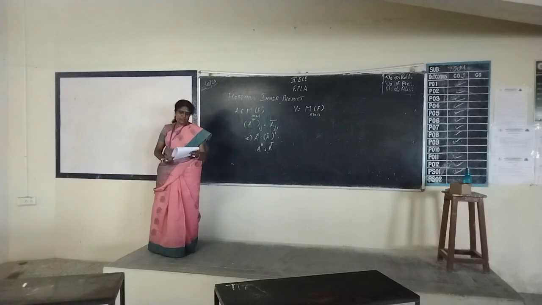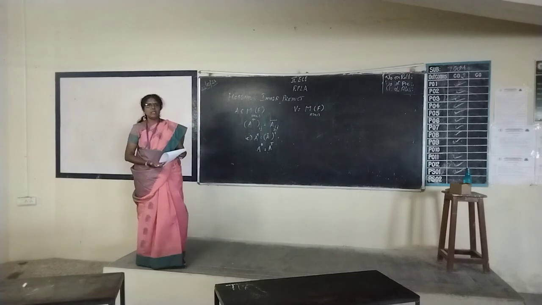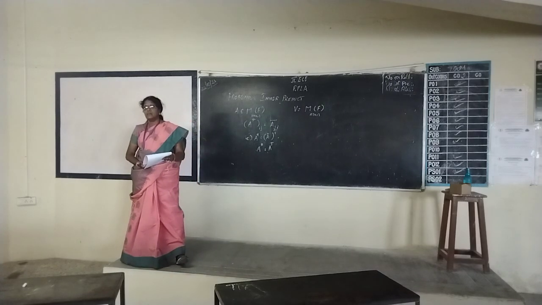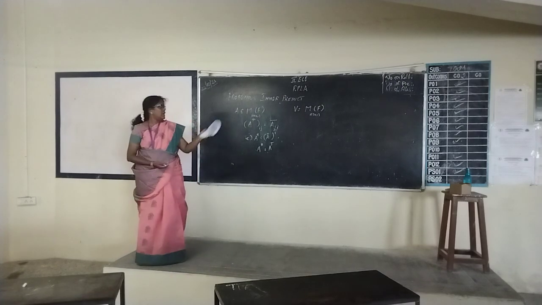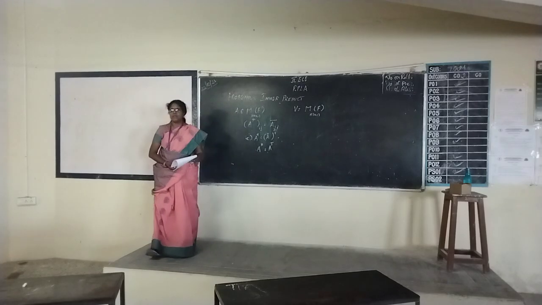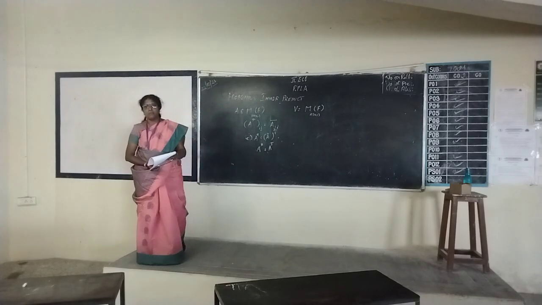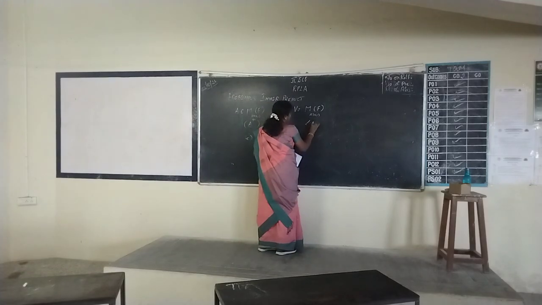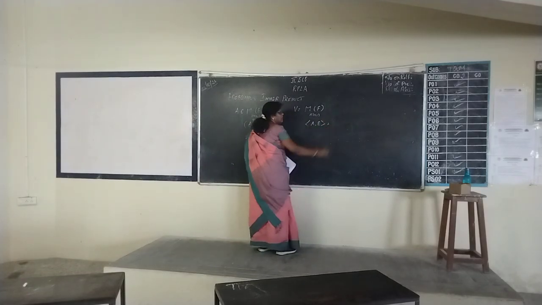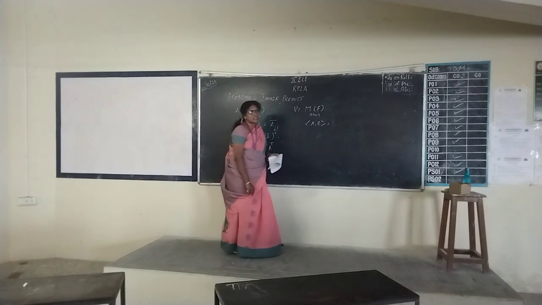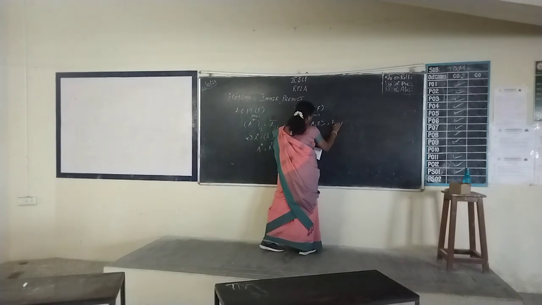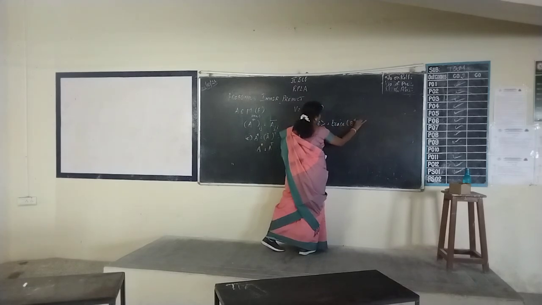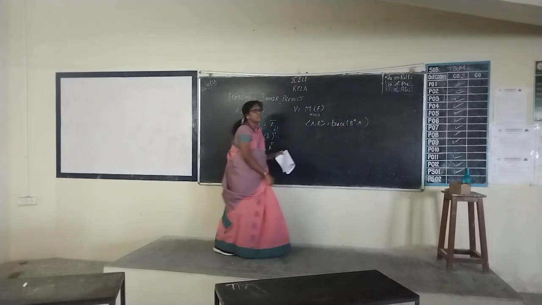Then the Frobenius inner product is defined by: the inner product of A comma B is equal to the trace of B star A.